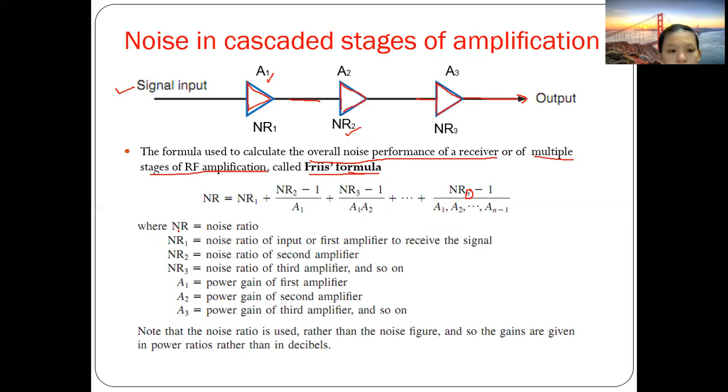We know that NR is the overall noise ratio, and NR1 is the noise ratio of the first amplifier to receive the signal. NR2 is the noise ratio of the second amplifier, NR3 is the noise ratio of the third amplifier, and so on until NRn. A1 is the power gain of the first amplifier, A2 is the power gain of the second amplifier, A3 is the power gain of the third amplifier, and so on until An, the last amplifier. Note that the noise ratio is used rather than the noise figure, and the gains are given as a power ratio rather than in decibels. So this note is very important.